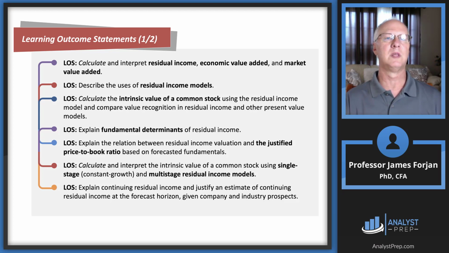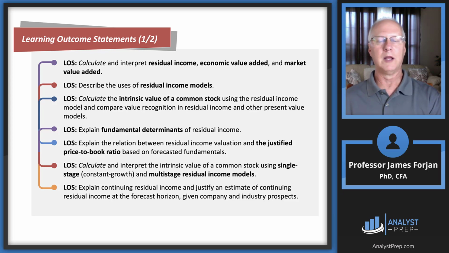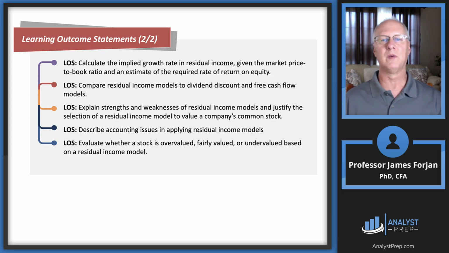But let's look at some of these learning outcome statements. Residual income, economic value added, market value added. And then we're going to have to do some calculations just like we did before. We're going to have to explain some fundamentals just like we did before. We'll go ahead and look at some multiples. In this case, it'll be a price to book ratio. And then look at that second to the last one, multi-stage residual income model. So we'll do all that stuff that we've done before, and then look at the second one there.